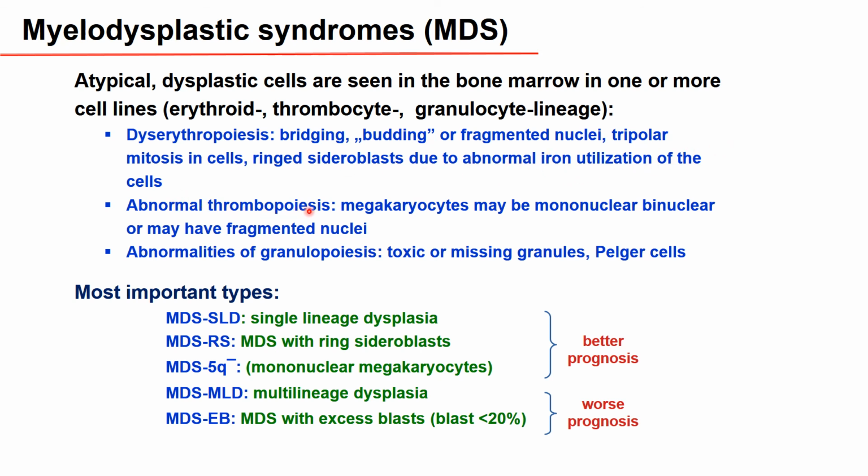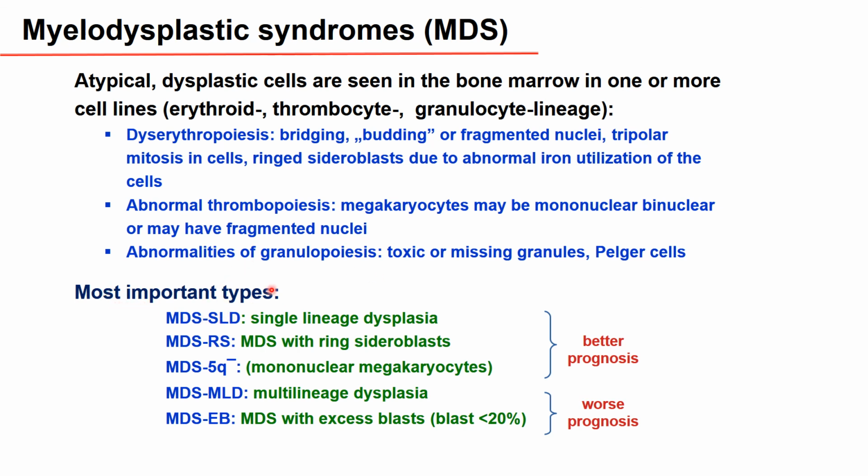Abnormal thrombopoiesis: megakaryocytes may be mononuclear or binuclear or may have fragmented nuclei. Or abnormality of granulopoiesis: toxic or missing granules, or Pelger cells. It's very characteristic of Pelger cells. When you do see these hematological cases in the fifth year, you will see some. Maybe I will show you these Pelger cells later as well.